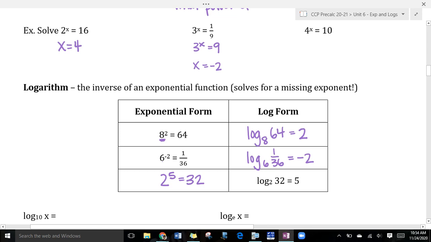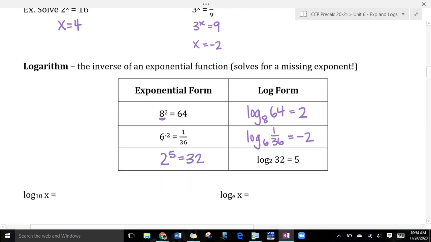Okay, just a little shortcut on this if you need it. If we start with the base, we can circle around. That is the exponent, and that is the solution. So 2 to the 5th equals 32. I can do the same thing here. Log base 2 of 32 equals 5. So it's almost like a circular little function if you need that.